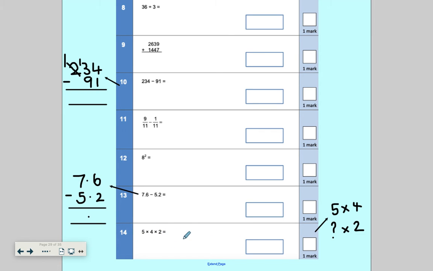This one, some of us get stuck on when we do it in class, so we always break it down. First of all, we do 5 times 4, which I've done here. 5 times 4 would give me an answer. Then we times the answer. That's why I've put a question mark, because I didn't want to give you the answer, but I wanted to show you the next step. So we put the answer to the first calculation here, and then we times that by 2 to give us our final answer. Okay?